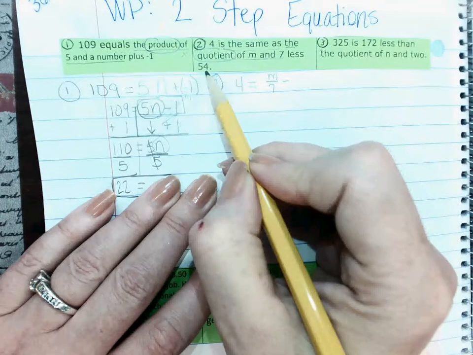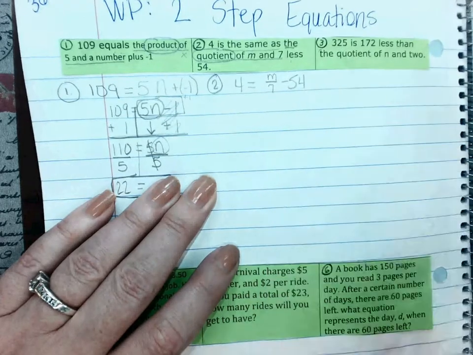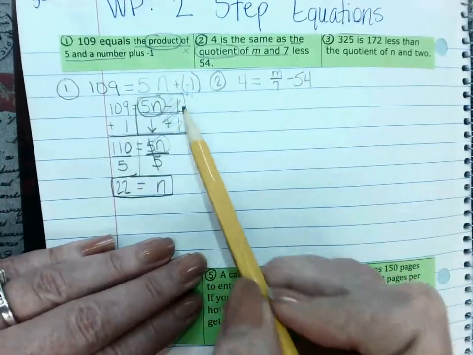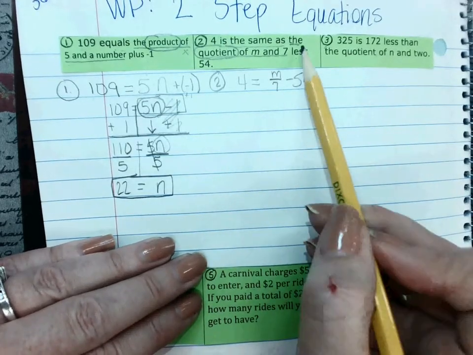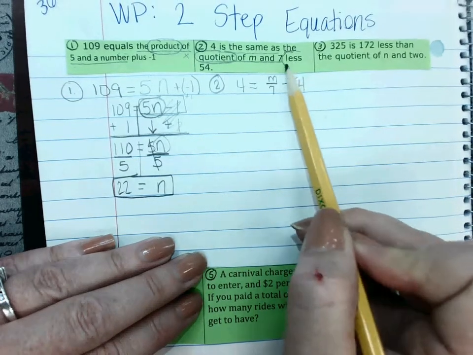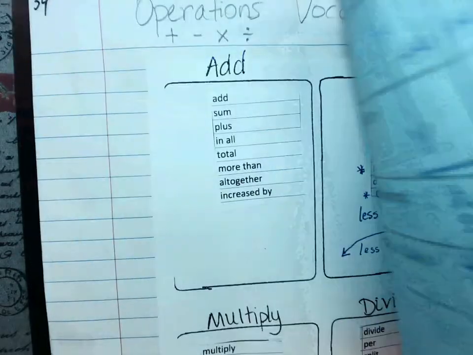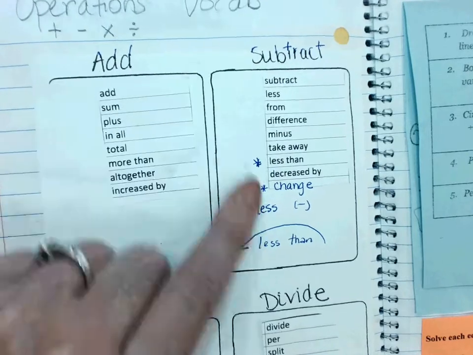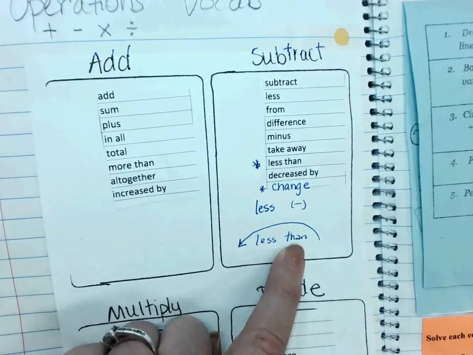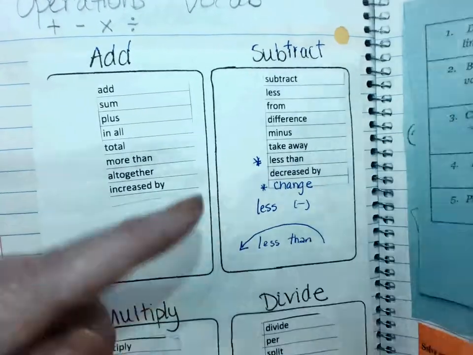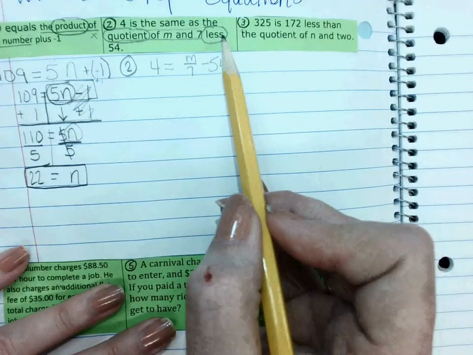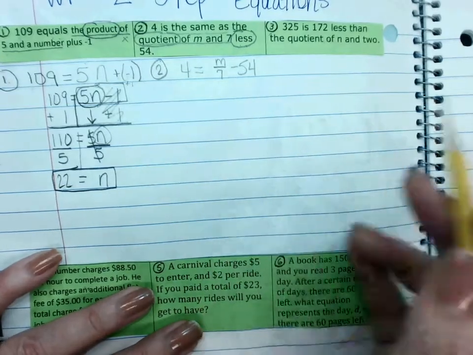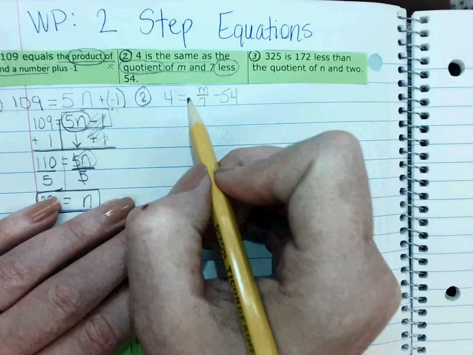54. Now, I know sometimes there's a question of if I switch the order. It doesn't matter with addition, but it does matter with subtraction. So you might want to double check the term less. And when I do that, less just means to subtract. But if it said less than, then I need to switch the order. This just said less, not less than. So I can write it from left to right.